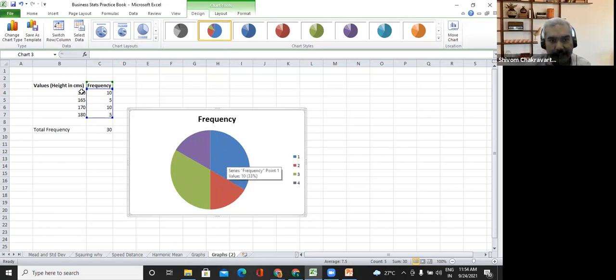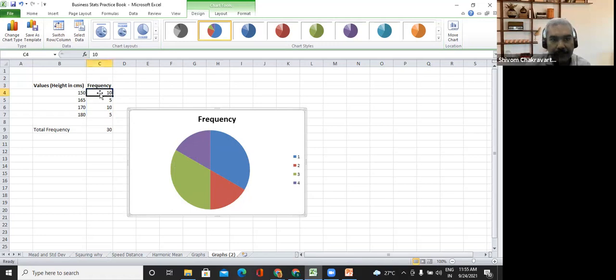So this category 1 corresponds to 150. The frequency is 10, so this much area will be allotted to 150. Then for 165, almost half of that area. If you consider it as 2x, this area will be x. And then again it is 10, so this would be again 2x. And for 180, this should be 5.